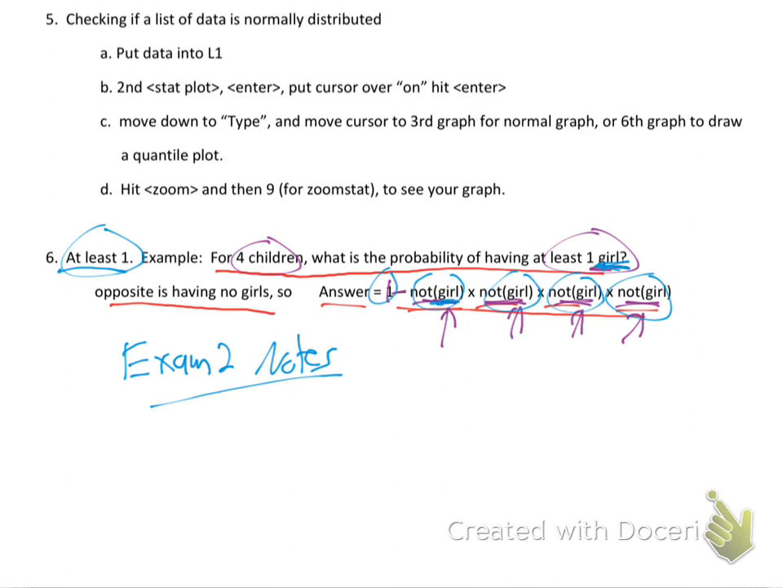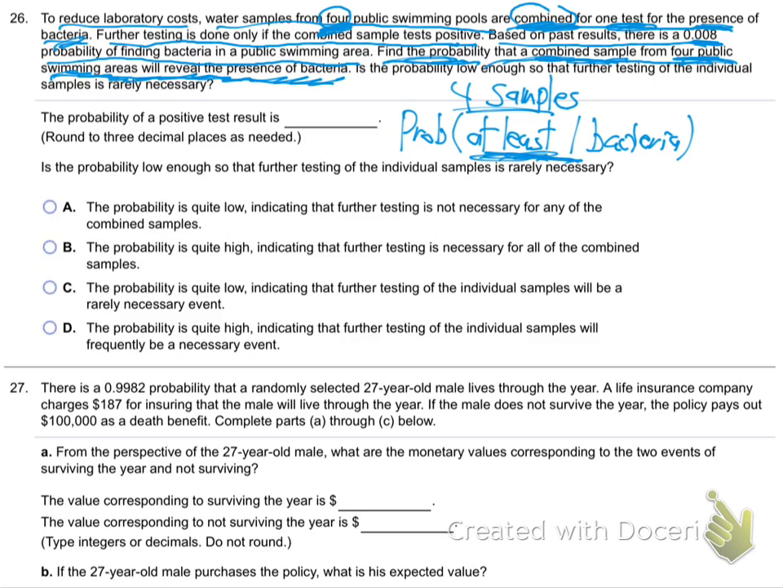If they're asking for girl, it's not girl. If they're asking for bacteria, then it's not bacteria. Does that make sense what I'm saying in your notes there on steps or part 6 on your notes? I'm saying whenever you have at least one question, it's always going to be 1 minus naught times naught times naught times naught, however many, in this case 4 of them, because there's 4 swimming pools, and not what? Not whatever they're asking for. And this, if they're asking for girl, it'd be not girl. If they're asking for bacteria, it's not bacteria. So that's what we're going to do.